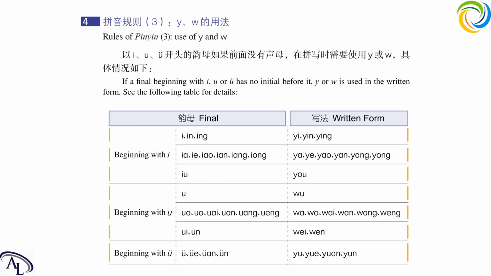Okay, now the last situation is beginning with yu. For yu, yue, yuan, yun, these four finals, we will put the initial E before it, and you see we remove the two dots. So it will be easier for you to remember the rules for it. But if you cannot remember the rules I said, you can just try to recite the table here, okay? Now let's move on to the next part.